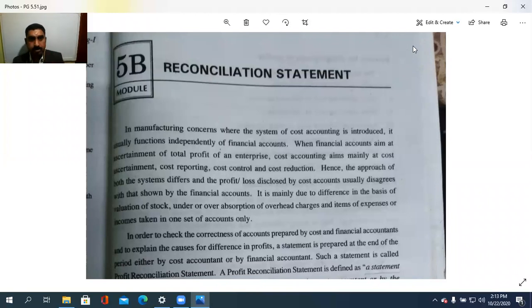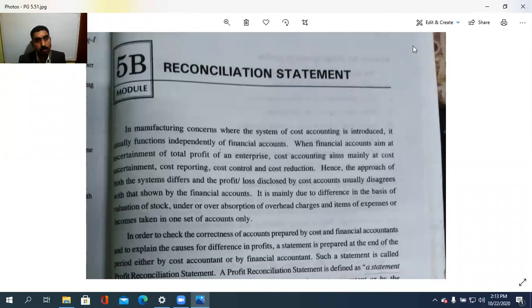So cost accounting aims mainly at cost ascertainment, cost reporting, cost control, and cost reduction. Hence, the approach of both the systems differs, and the profit or loss disclosed by the cost accounts usually disagrees with that shown by the financial accounts.